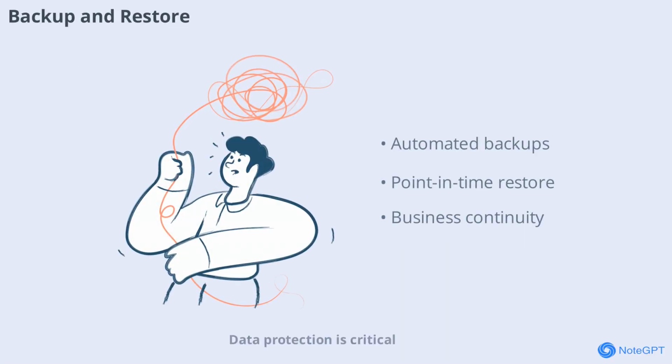Data protection is critical, and MongoDB Atlas offers automated backup and restore features. You can schedule regular backups, restore data to any point in time, and ensure business continuity in case of accidental deletions or failures. These features give you peace of mind and protect your valuable data.